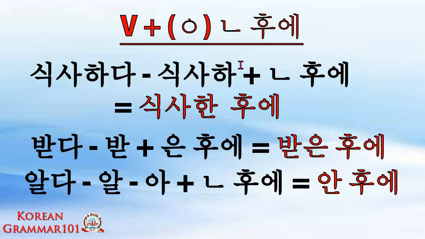After that, we need to consider the last syllable of the verb, which is 하. You have to check whether it ends with a consonant, a vowel, or a 받침 ㄹ. So we need to check the 하 here. It ends with what? It ends with a vowel. So that means we will add ㄴ 후에.